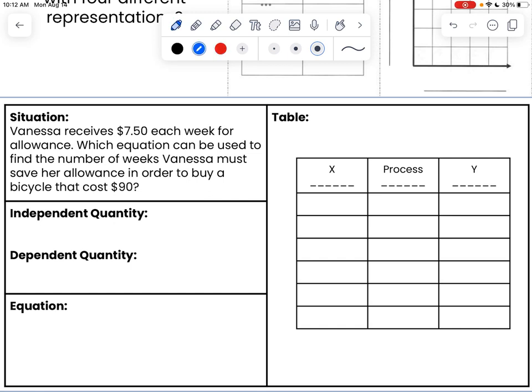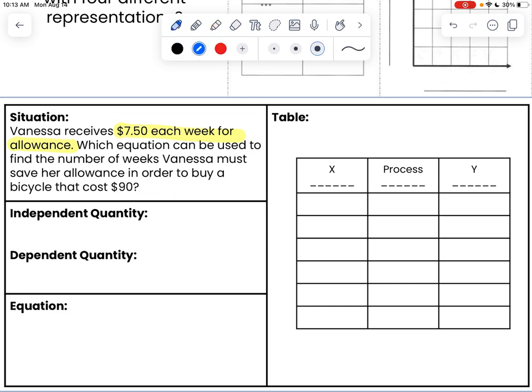Hey guys, today we are going to be taking a story problem and representing it in a table and an equation. So the situation that we're given is that Vanessa receives $7.50 each week for an allowance. I think that's important, so I'm going to highlight it.